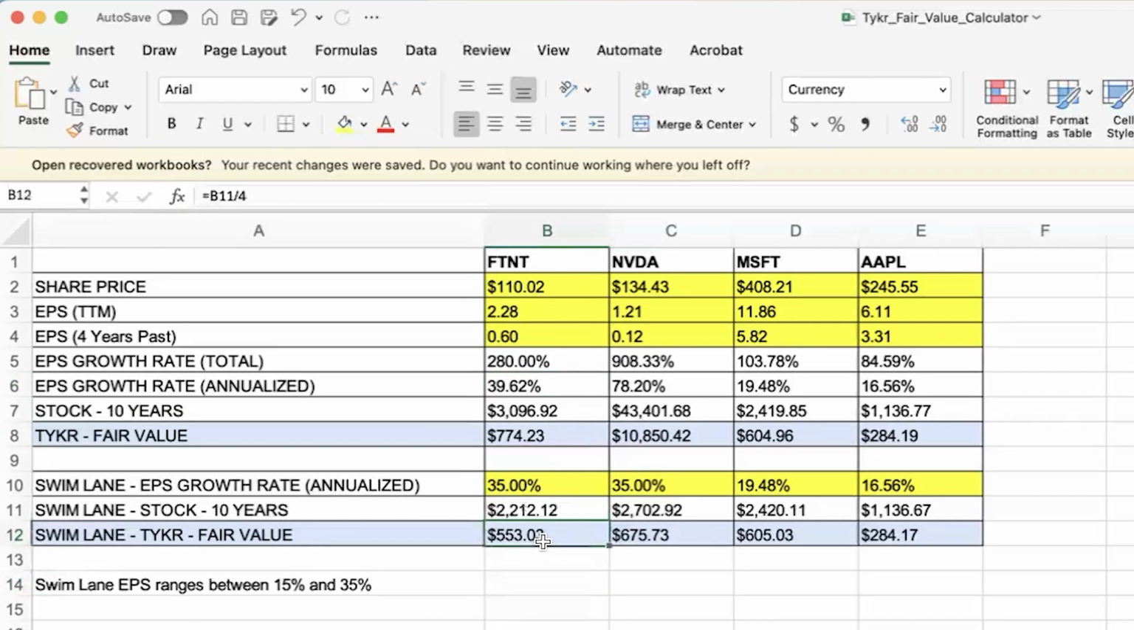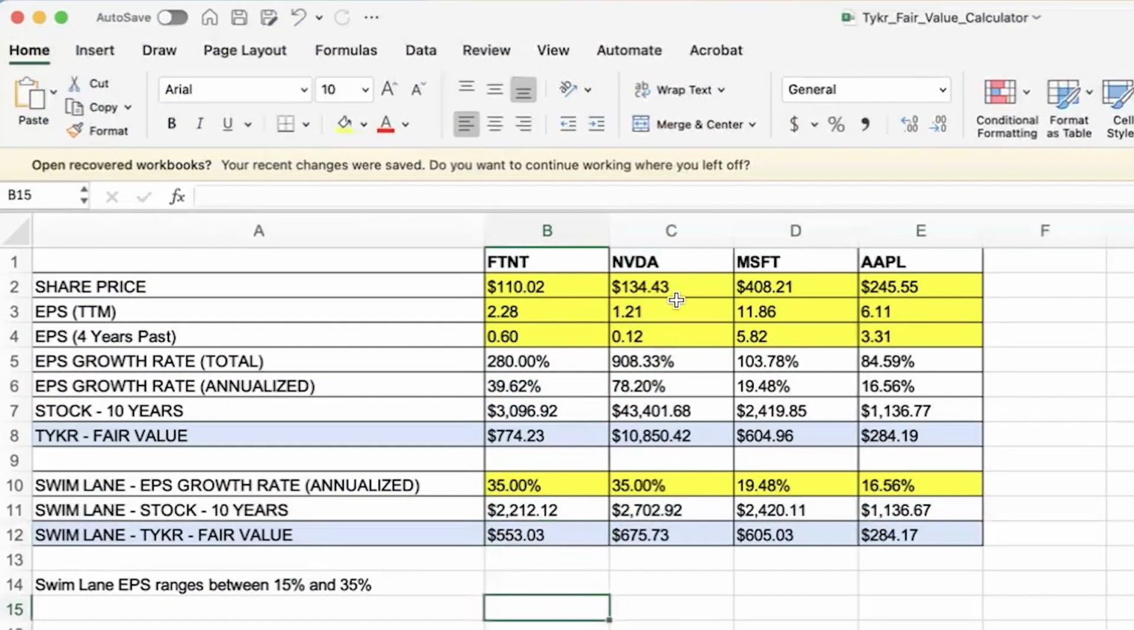And you can see here the calculation we get to is $553 for the actual fair value. Nice conservative estimate in 4 years. Let's go to another one here. This is a good example.